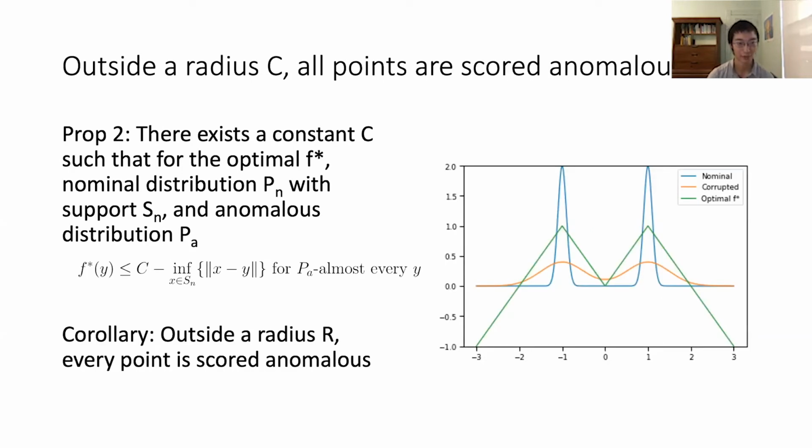And so the second thing we want to say is how far away from the training data we should score everything as anomalous. And this is not the case in a normal reconstruction-based autoencoder. But we prove that outside of some large radius, every point is scored as anomalous. And this arises due to the fact that, as you can sort of see on the right, if we have an anomalous distribution that has larger support than the nominal distribution, then the optimal f star will keep going down outside of the range of the nominal distribution.